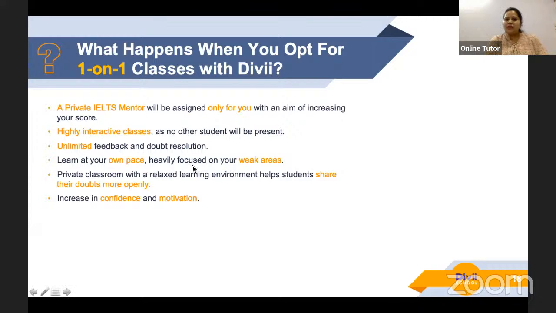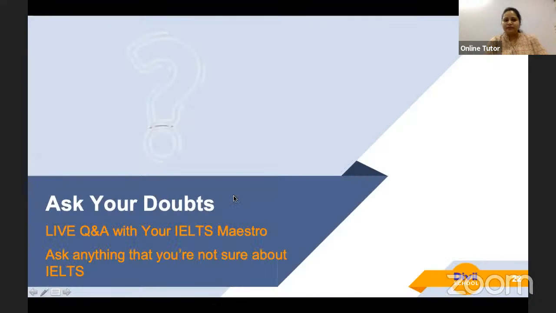Since the classes are one-on-one, the students can share their doubts more openly. And you have unlimited feedback and doubt resolution. You end up gaining confidence and feeling motivated for the exam.